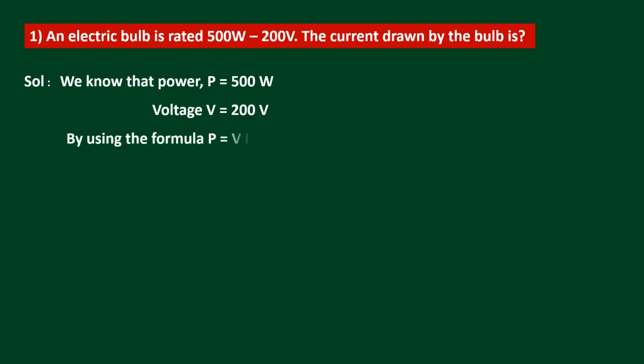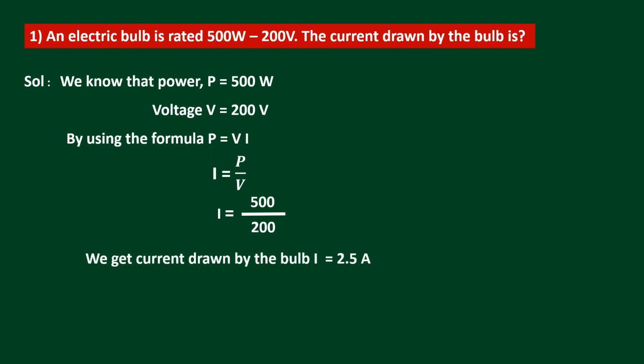Now by using the formula P is equal to V into I, where V is the voltage, I is the current, we get I is equal to P by V. So we know P is equal to 500 watts, V is equal to 200 volts. Now I is equal to 500 by 200. We get current drawn by the bulb I is equal to 2.5 amperes.